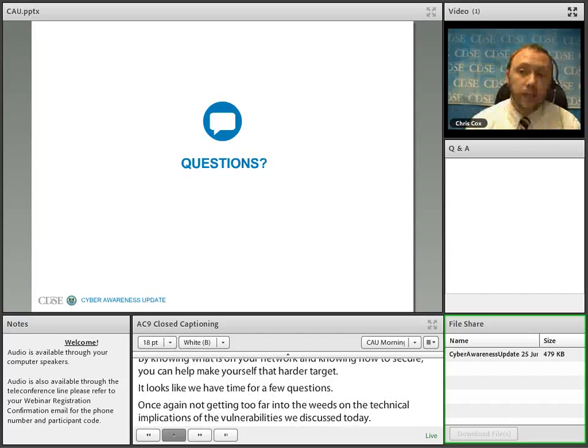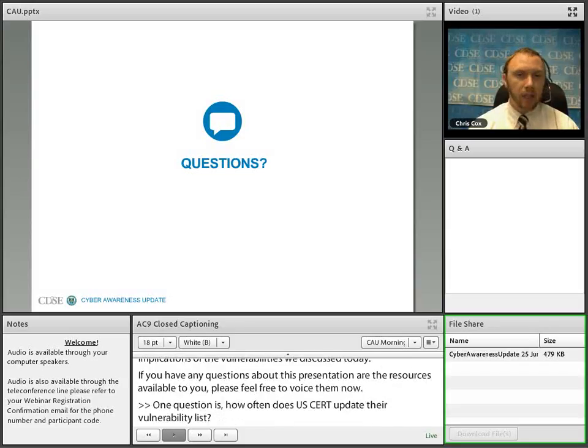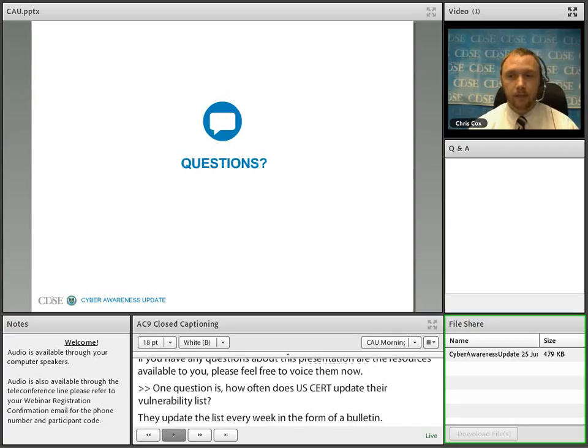So one question is, how often does US CERT update their vulnerability list? US CERT updates their vulnerability list every week in the form of a bulletin. They rate it in high, medium, and low so you can better see what potential impact each vulnerability might have for you and your organization. You can also subscribe to their bulletin. It'll send it right to your email box so you can see what's going on in that week. Of course, we'll also be discussing them on a monthly and a quarterly basis in the same format.